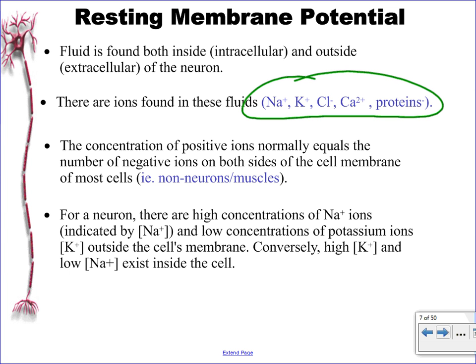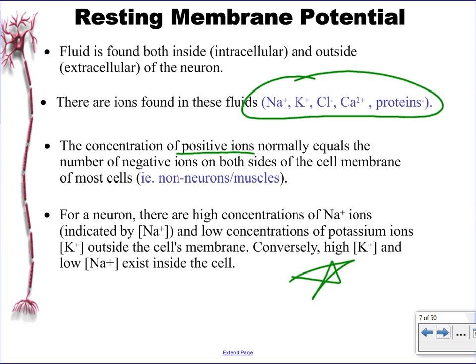Now, typically what we do find, and these are important details for you to know, is that the concentration of positively charged ions normally equals the number of negatively charged ions on either side of the membrane. The exception is going to be what we are talking about, neurons, and also muscle cells as well. So, kind of wordy here.